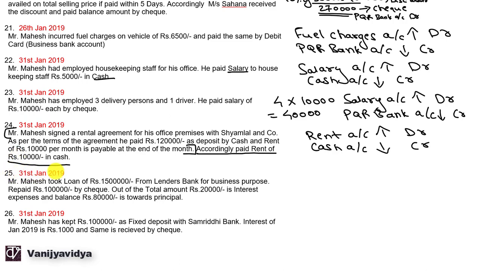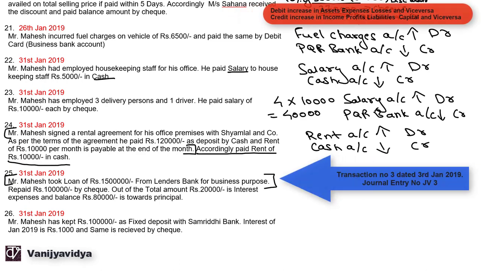Transaction number 25, 31st Jan 2019. Mr. Mahesh took a loan of 15 lakhs from Lenders Bank for business purpose, and repaid rupees 1 lakh by check. Out of the total amount, rupees 20,000 is interest expense and the balance 80,000 is towards principal. Now this is already recorded earlier, where we have recorded the journal entry for the loan taken from lender's bank. Now in this transaction we will be recording this repayment of the loan.